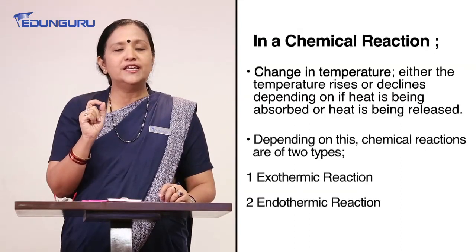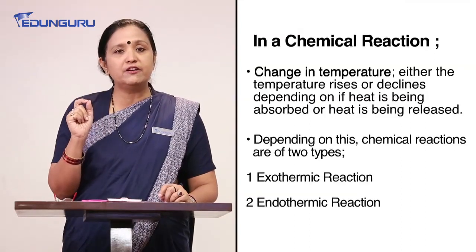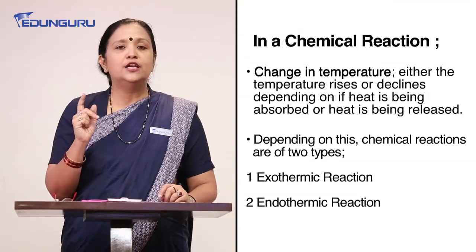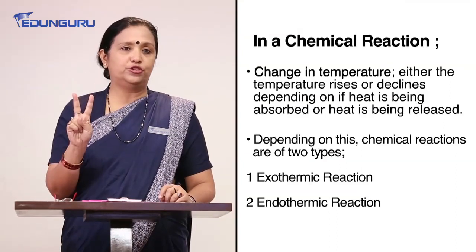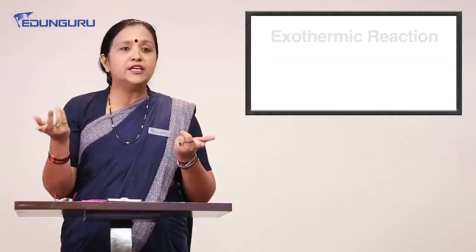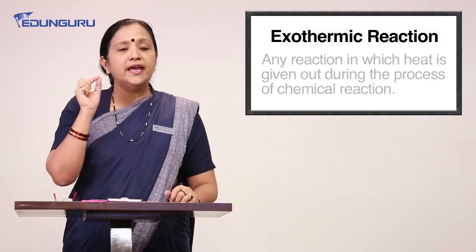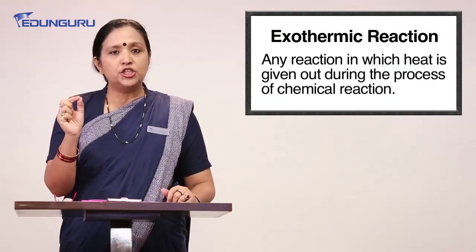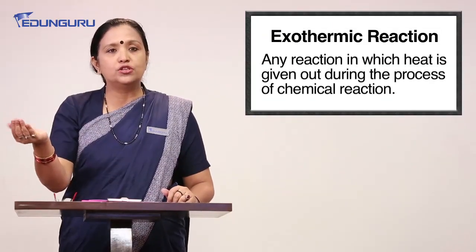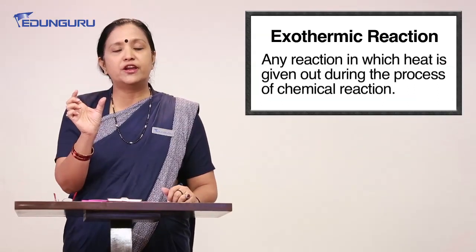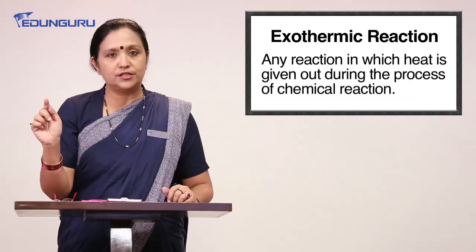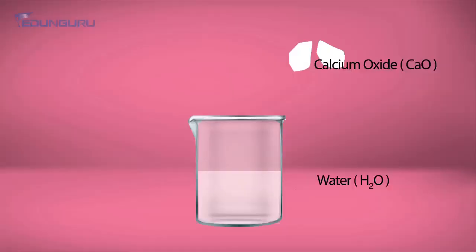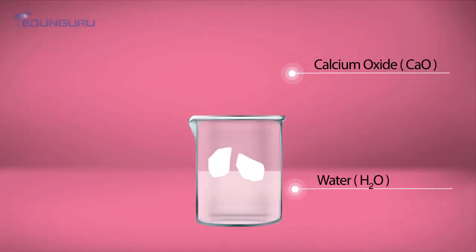So, depending on this, we categorize chemical reactions into two parts known as exothermic reactions and endothermic reactions. So, let us start with the first reaction, exothermic reaction. Any reaction in which heat is given out during the process of chemical reaction is known as exothermic reaction. Let's take an example of exothermic reaction from our daily life.